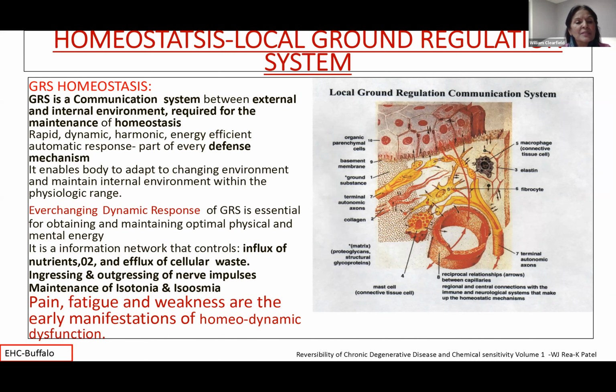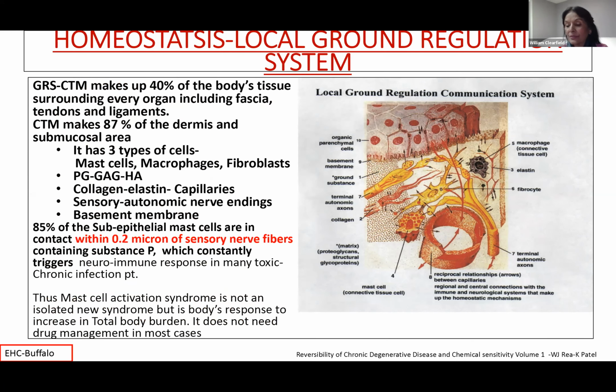In this system, there is an ever-changing dynamic response for obtaining and maintaining optimal physical and mental energy. It is an information network which controls the influx of nutrients and oxygen, as well as efflux of cellular waste, ingressing and outgressing of nerve impulses, and maintenance of isotonia and isoosmia, which are part of the problem in many patients with postural intolerance and tachycardia. Pain, fatigue, and weakness are the early manifestations of the homeodynamic response.